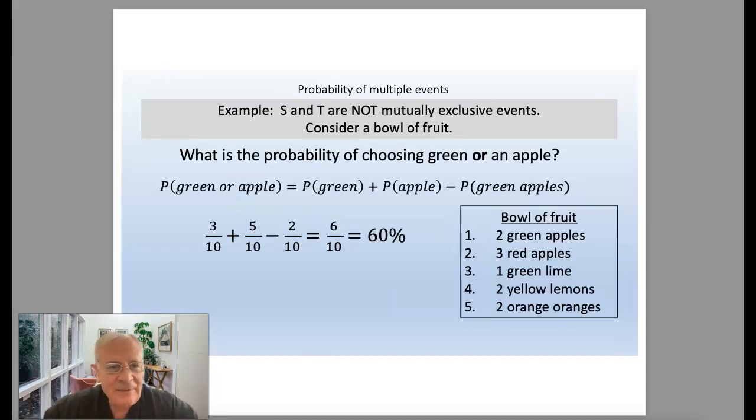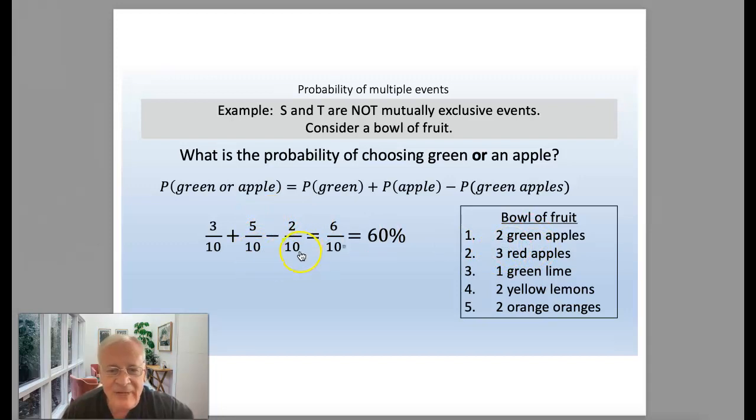All right, so the last example is probably the hardest one. S and T are not mutually exclusive events. A bowl of fruit. What's the probability of choosing a green or an apple? All right. Well, there's the probability of choosing something green. There's 3 of them. There's 2 green apples and 1 green lime. The probability of choosing an apple, well, there's 5 apples. There's 2 green ones and 3 red ones.